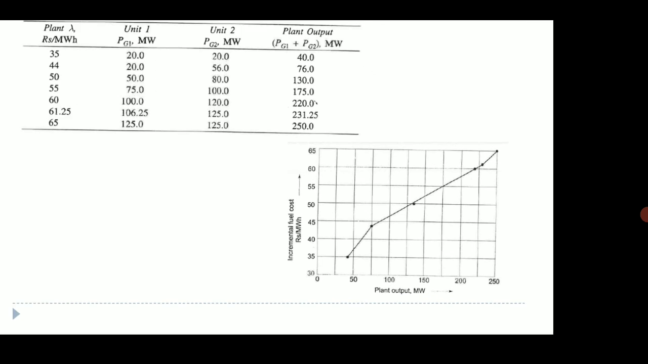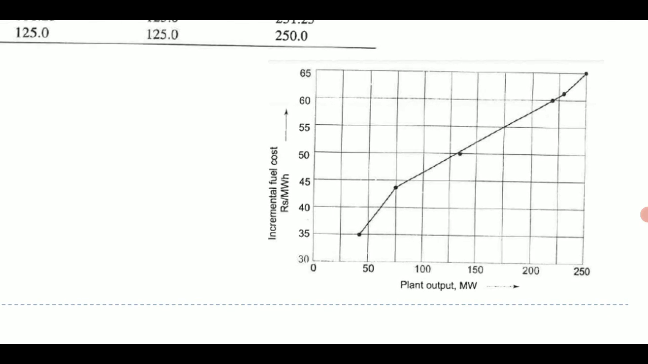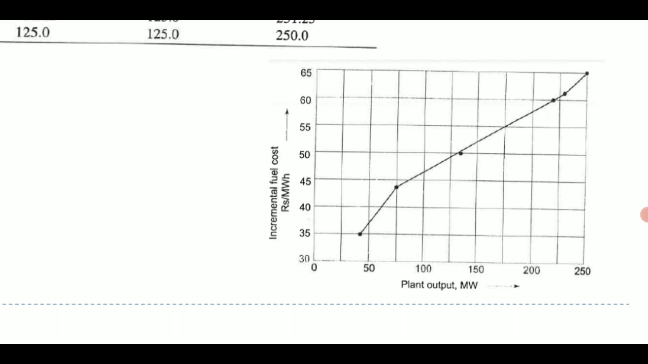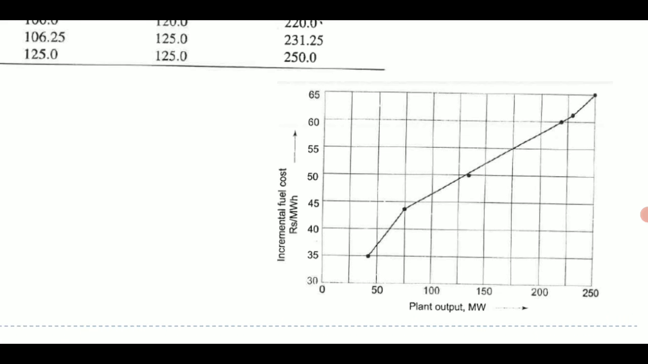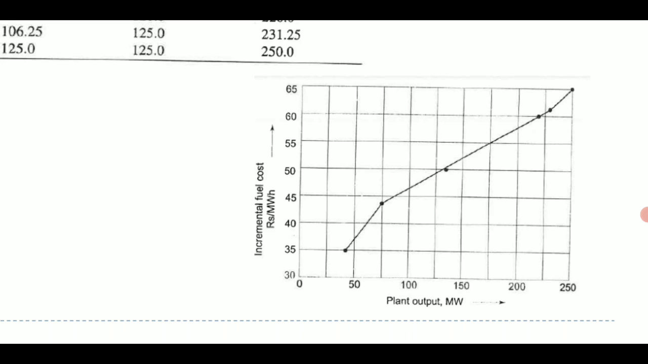If I zoom in on the graph, you can see this is a plot of incremental cost for the total power generation. So it is for the total system. Now you can see at 150 you'll have a value around between 50 and 55. So from this graph only you can get the value of the lambda.